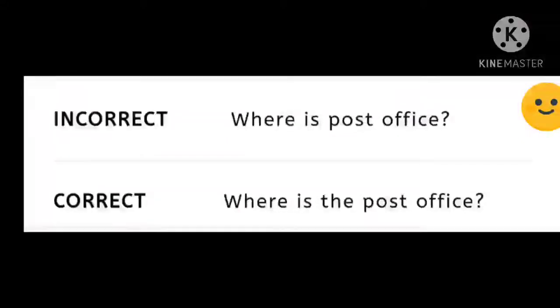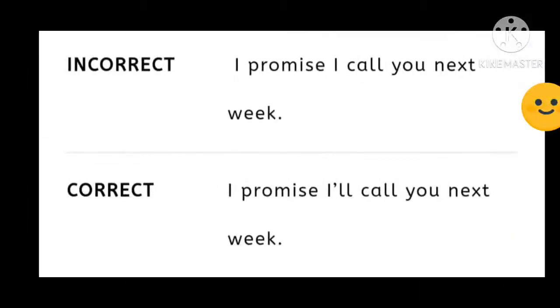"Where is post office?" "Where is the post office?" Because you are inquiring about a particular place, then you must use the definite article. So, where is the post office? You usually inquire where is the bank, where is the theater. So the definite article must be used before the particular place you are inquiring.